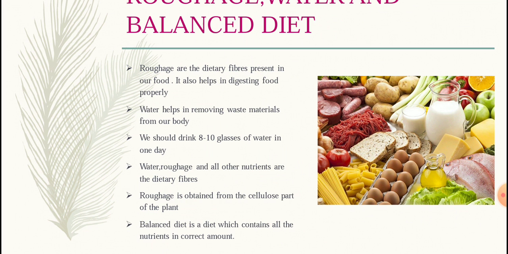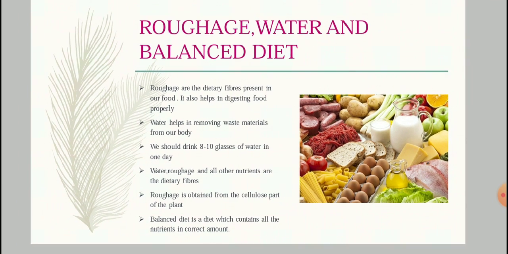Balanced diet. What is a balanced diet? A balanced diet is a diet which contains all the nutrients in correct amount. A diet which contains all the nutrients in correct amount is known as a balanced diet. I hope you all get this chapter.